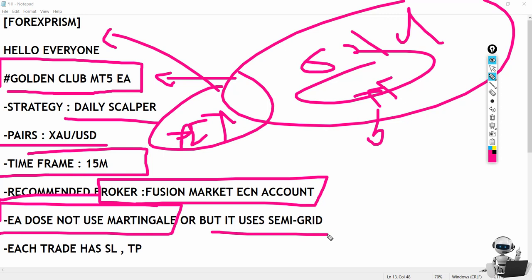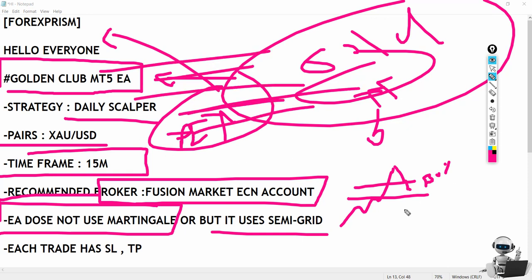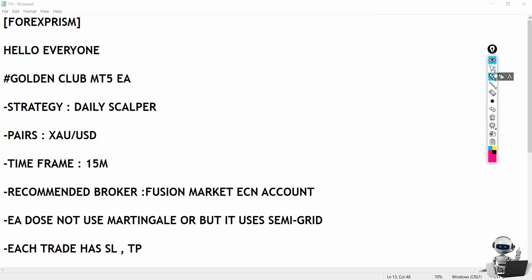This type of EA is a new concept where there will be an open trade. For example, let's say we have a buy here, and when the price reverses it will open another buy, but the grid will not be like the typical classical multiple-hundred grid, only 3 to 4 grid levels. Whenever the price reverses back, it will close at a certain point where it recovers the losses of the first trade. So that is how it works. Each trade is protected by stop loss and take profit.